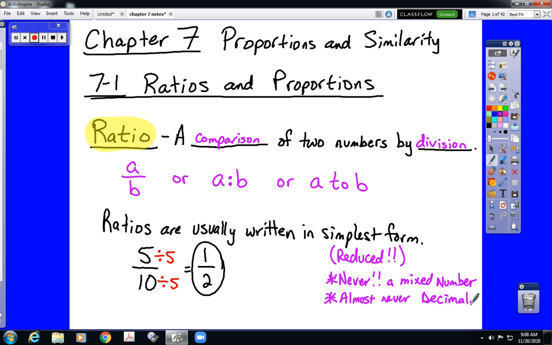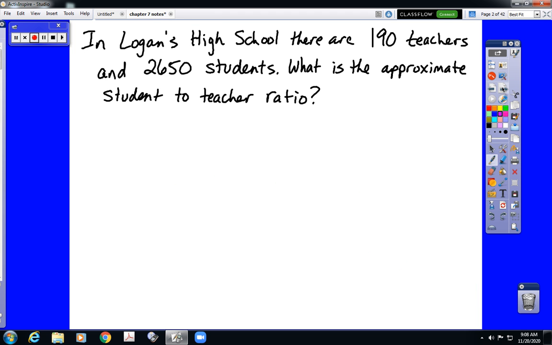There are two situations where it's okay to use a decimal. Those would be if you're solving a proportion, we'll get to that in a minute, and it contains a decimal, then it's okay for your answer to be a decimal. And if you are doing a word problem and the word approximate appears in the problem, then you can use a decimal. Okay? So, let's look at a ratio word problem.